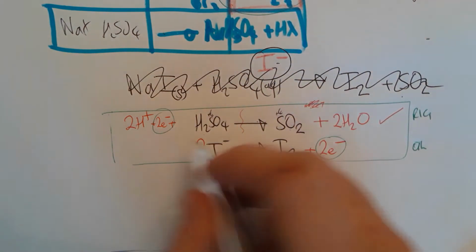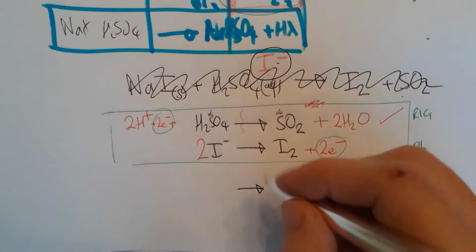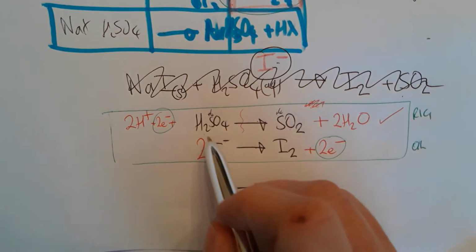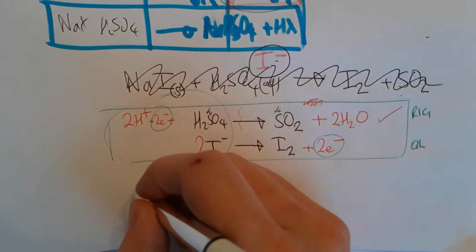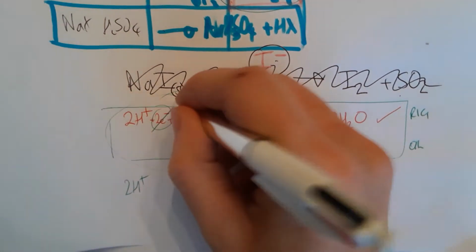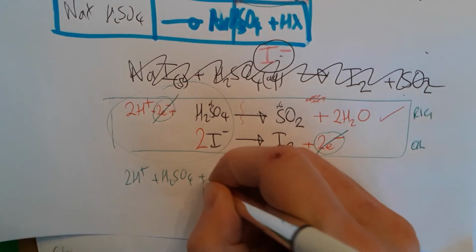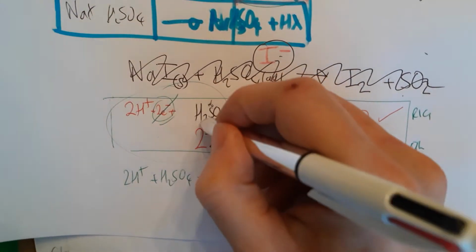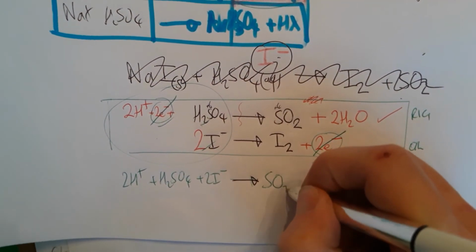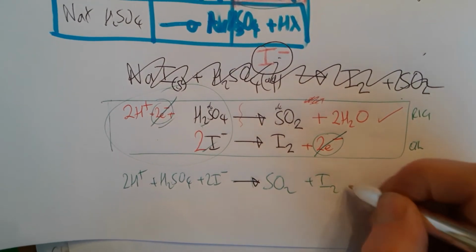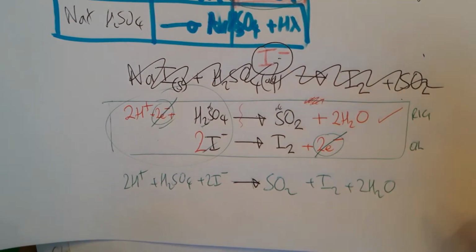So, all I've got to do is put these 2 half equations together. So there's my arrow in the middle. So the products are all of these, where you've got 2 H pluses. The electrons cancel with those electrons. You've got H2SO4, and you've got 2 I minuses. That's that one, and that one done. And you make SO2 plus I2 plus 2 H2Os. Done.